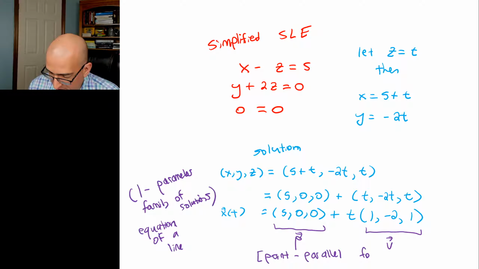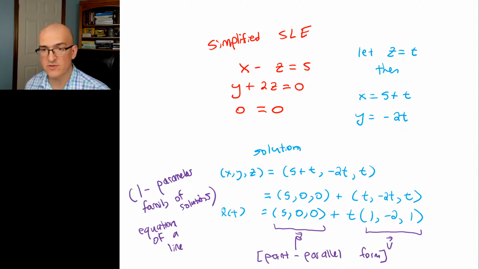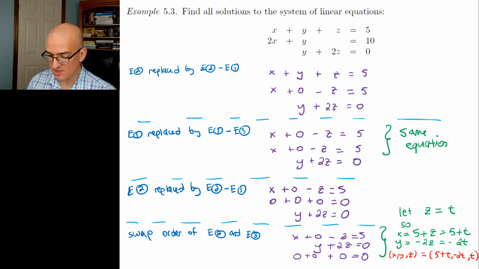Now I don't expect you to do this. I don't expect you to take a solution vector 5 plus t, negative 2t, t and write it as a line in point parallel form. But it's valuable, I think, to be able to connect this back to what we were talking about before. These are still the same geometric objects we were describing. We had x minus z is equal to 5, y plus 2z is equal to 0. Our original expressions actually were 3 different planes.